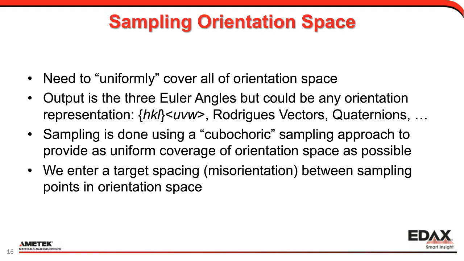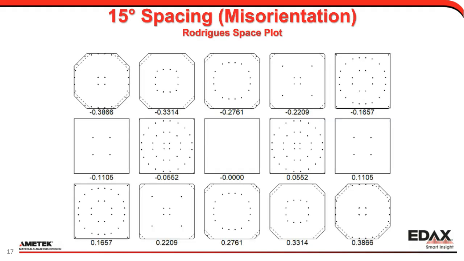Sampling is done in the examples I'm giving here using a cubic sampling approach, which provides us a fairly uniform coverage of orientation space. And what we do is we enter a target spacing, misorientation between sampling points in orientation space. So as an example, here's a 15-degree target misorientation plotted in Rodrigues space, and you can see the little dots showing which orientations are in that space there. But that's not going to be fine enough for dictionary indexing, which is a point I'll come back to.